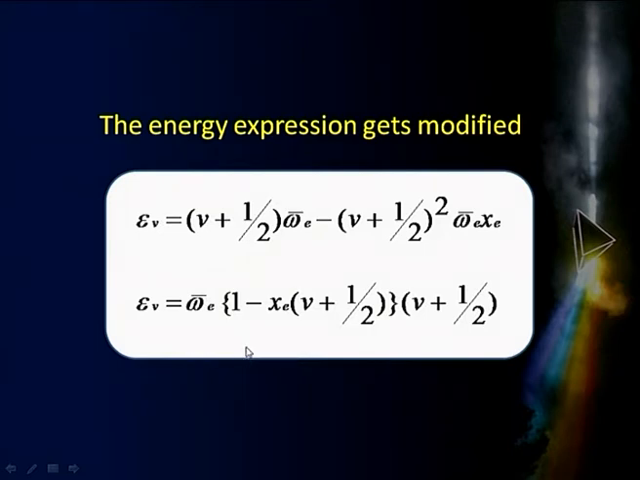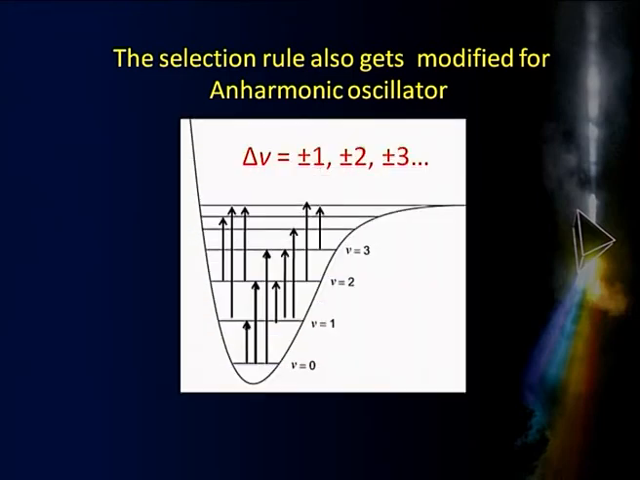Now, the second thing that happens as a consequence of considering this potential is that our selection rule also gets modified. The selection rule now becomes plus minus 1, plus minus 2, plus minus 3, which in turn means that I can have a large number of transitions possible. I can have 0 to 1, 1 to 2, 2 to 3, 3 to 4, or 1 to 3, 1 to 4.